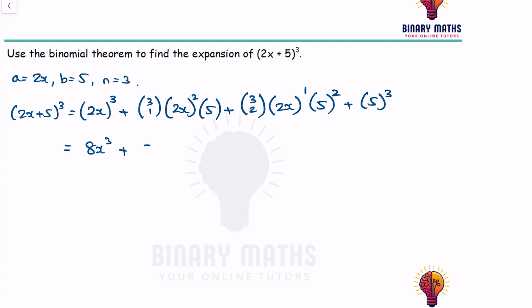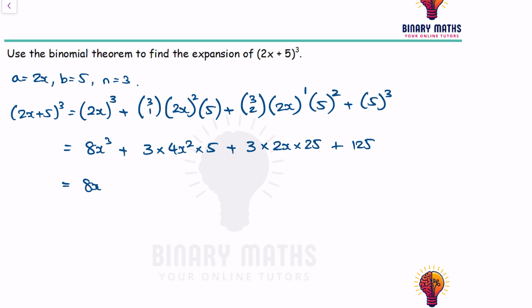3 choose 1 is just 3. 2x all squared is 4x squared times 5. Plus 3 choose 2 is just 3 times 2x times 25. 5 squared is 25, plus 125. All we have to do is use a calculator to simplify.